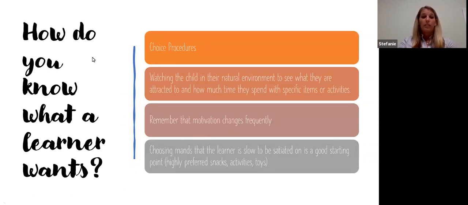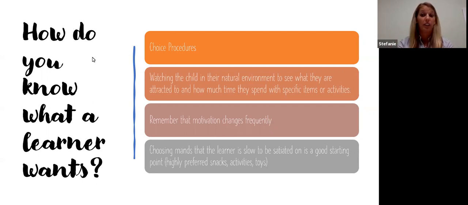So how do you know what the learner wants? There are lots of ways. We have choice procedures, formal and informal. You can just pair two items and say, hey, which one do you want? And have them select an item. That can help you understand which one the MO is higher for.